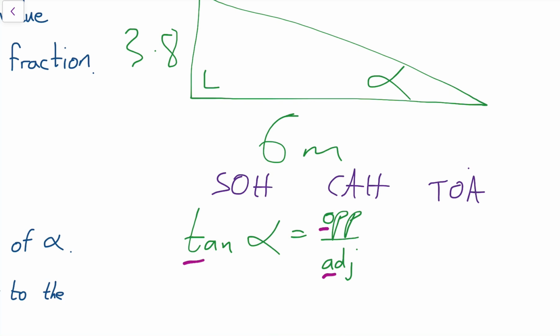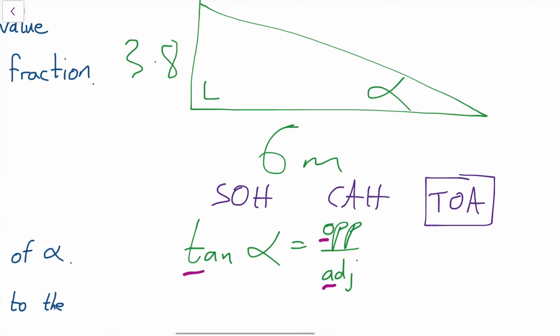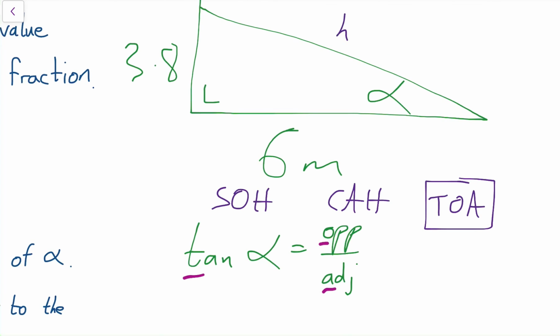The TOA part is tan equals opposite over adjacent. So in our triangle we need to identify the different bits. Always start with the longest side, the hypotenuse. We don't know that one at the moment.